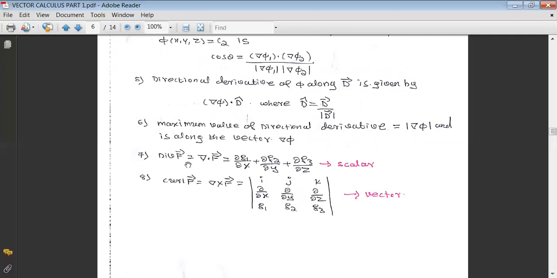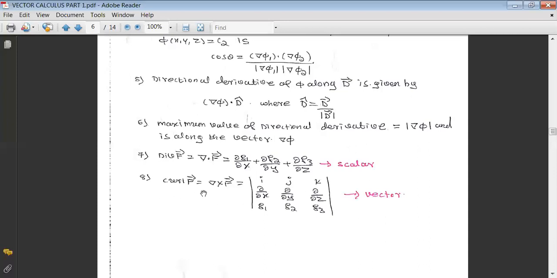Next, divergence of a given vector f bar is defined as the dot product between del and the given vector, and it is a scalar quantity. It is defined as the partial derivative of the first component of f with respect to x plus the partial derivative of the second component with respect to y plus the partial derivative of the third component with respect to z, and since it is free from i j k, that is why it is a scalar quantity.